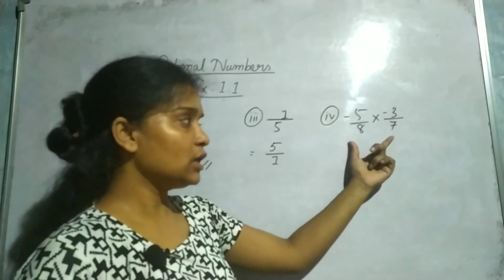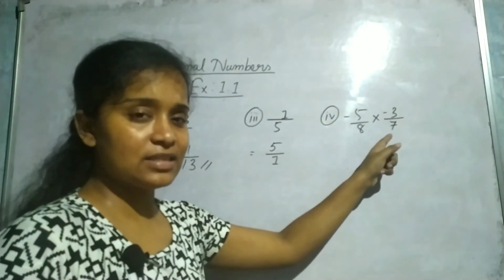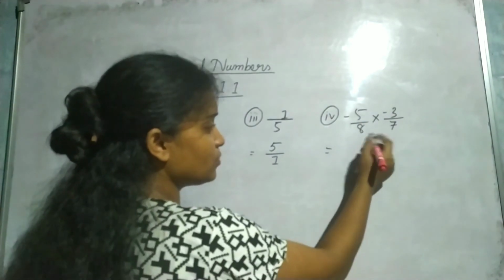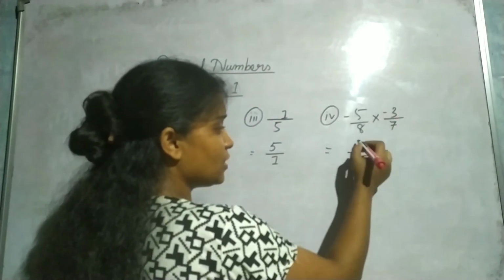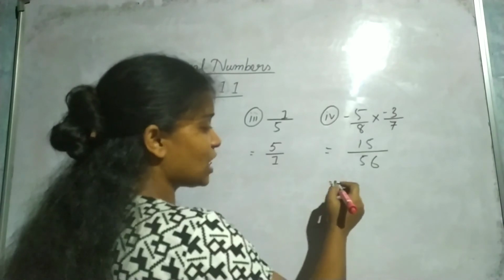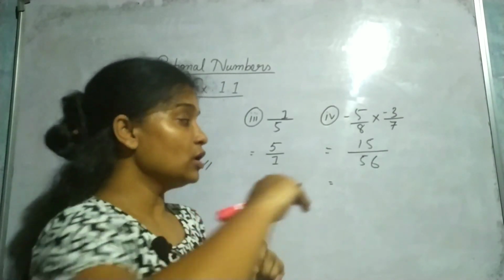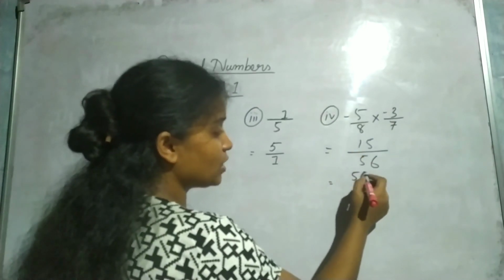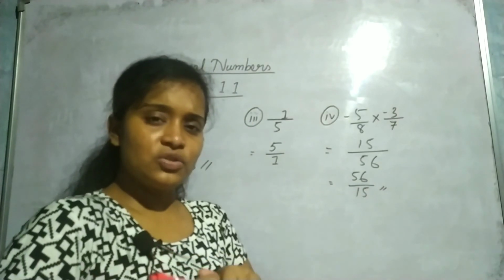Here, what is the multiplicative inverse of this number? How can I find out? Here some numbers are given, so don't write the reciprocal directly. You can do one thing: first of all multiply and solve. Like 8 7s are 56, 5 3s are 15. Minus minus becomes plus. Now we just need to do the reciprocal. No need to change the sign and all. So its reciprocal will be 56 by 15.